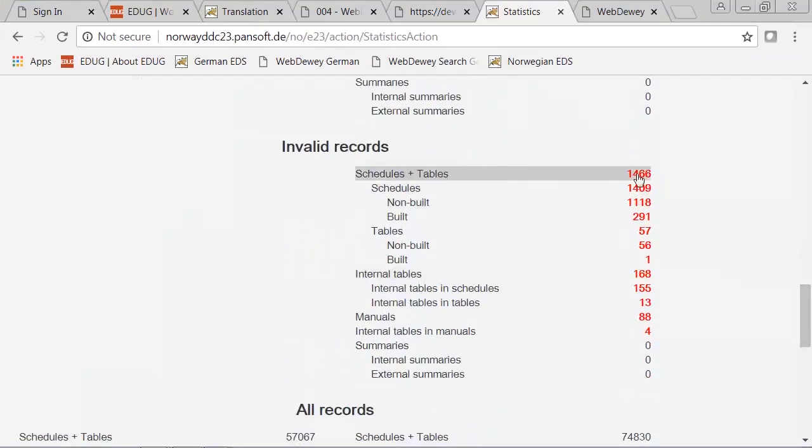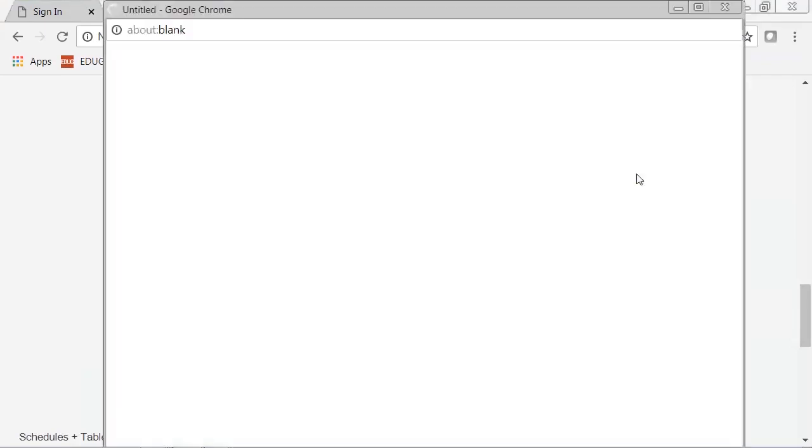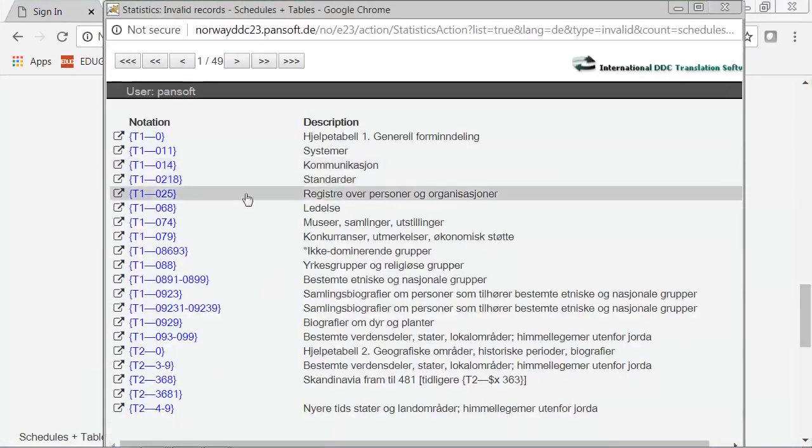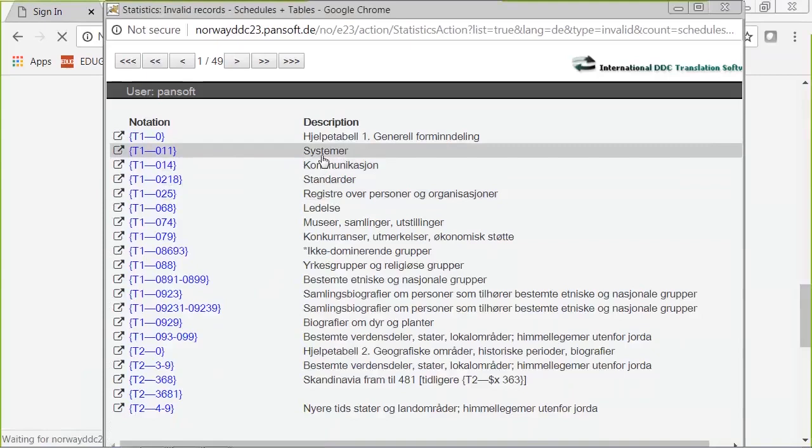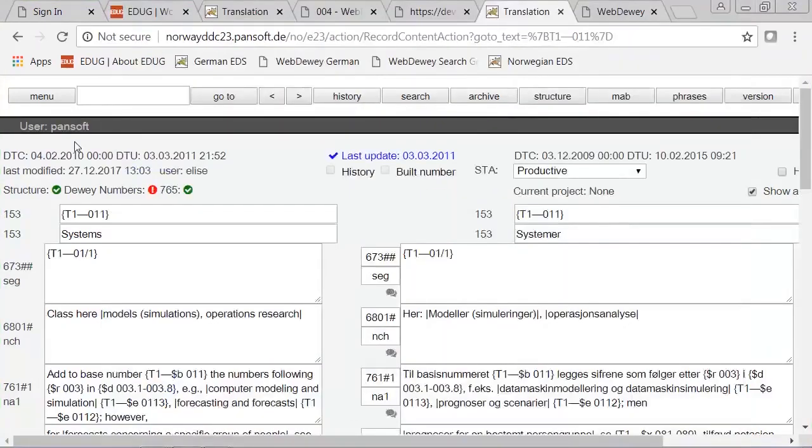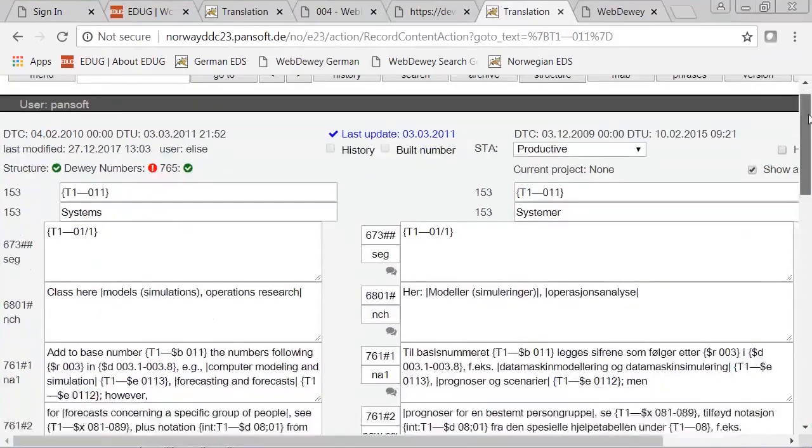So this is a really interesting feature for the translation process because it allows the users to see if the data structure between the original English side and the translated side is different. We show them as invalid records. So if I, for instance, open that list and go to that Dewey number, we introduced that feature that the structure and the Dewey numbers of the original English left side and of the right side are automatically compared.